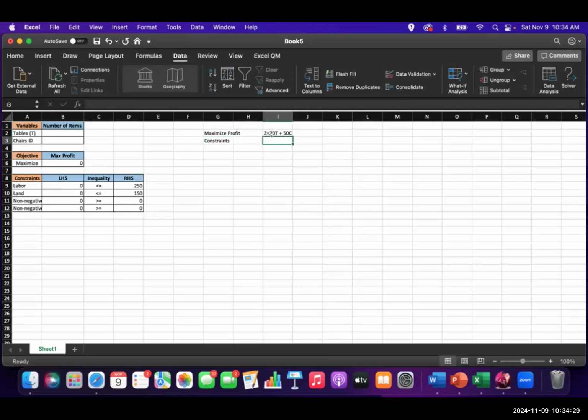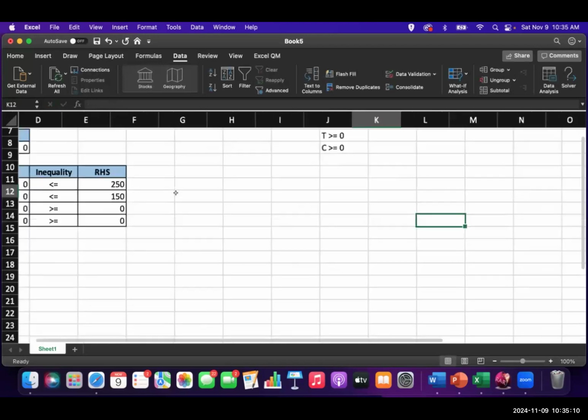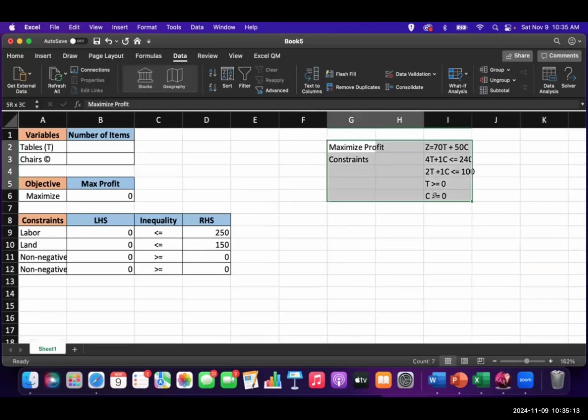So we have the first constraint, so 4T plus 1C is less than or equal to 240. Tapos yung second is 2T plus 1C is less than or equal to 100. Of course, yung T is greater than or equal to 0 and C is greater than or equal to 0. Okay, so this is our first example nun.